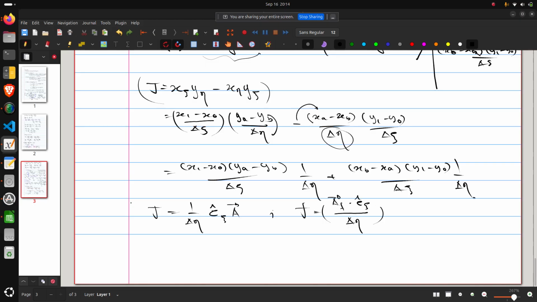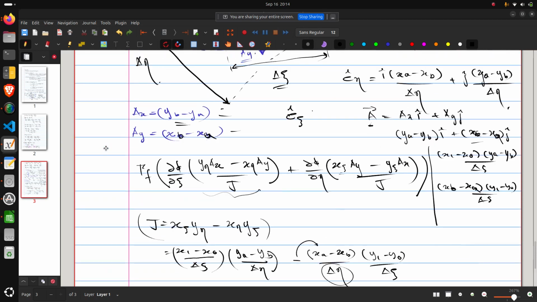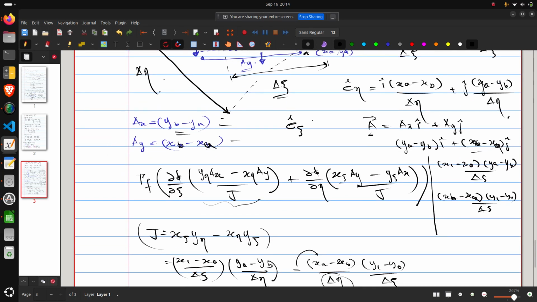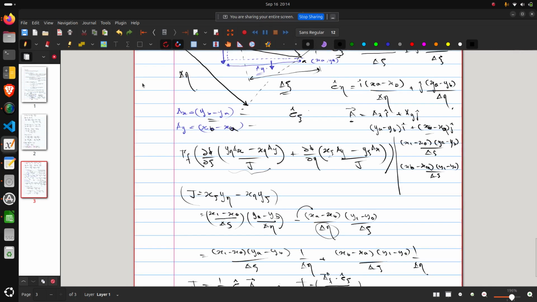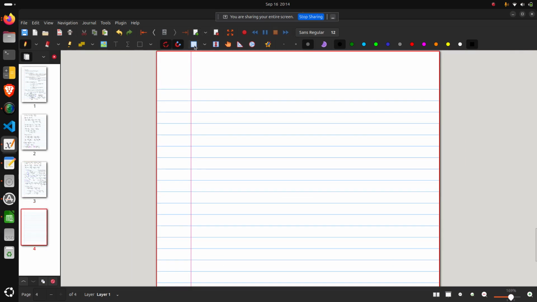So finally, when we have this form of the Jacobian, we can just plug it inside and see what happens. Now again, I think it's getting a bit cluttered. Let me go to the next page and do it again.